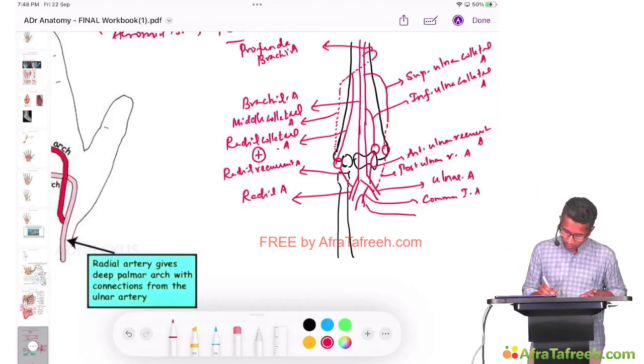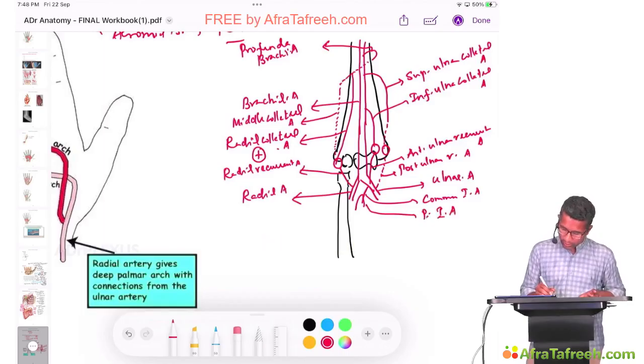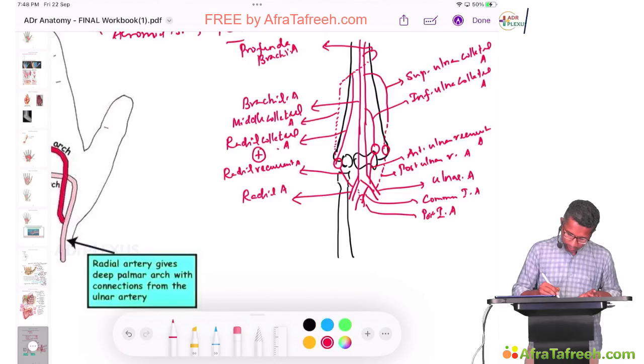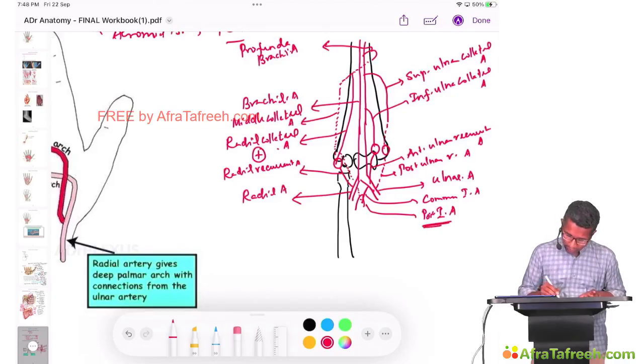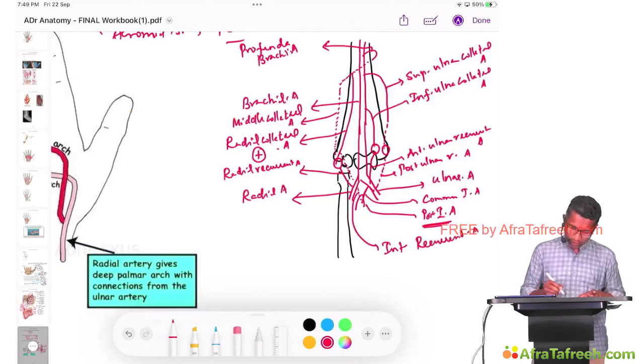So this is called the posterior interosseous artery. From the posterior interosseous artery you get a branch which is running above. This branch arising from the posterior interosseous artery is called the interosseous recurrent artery, which anastomoses with the middle collateral artery.